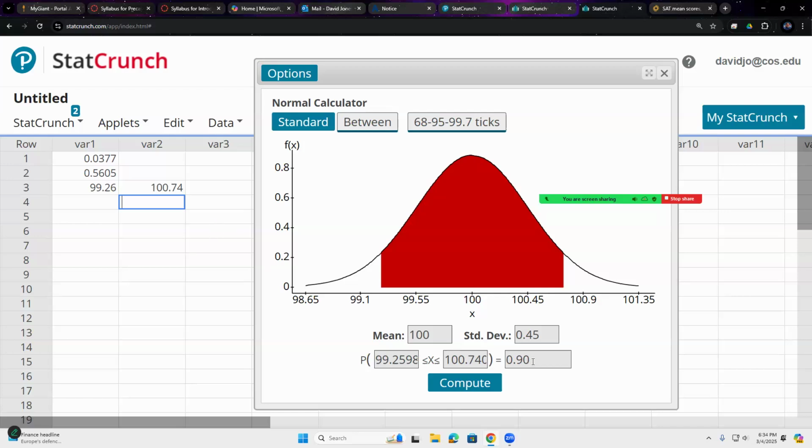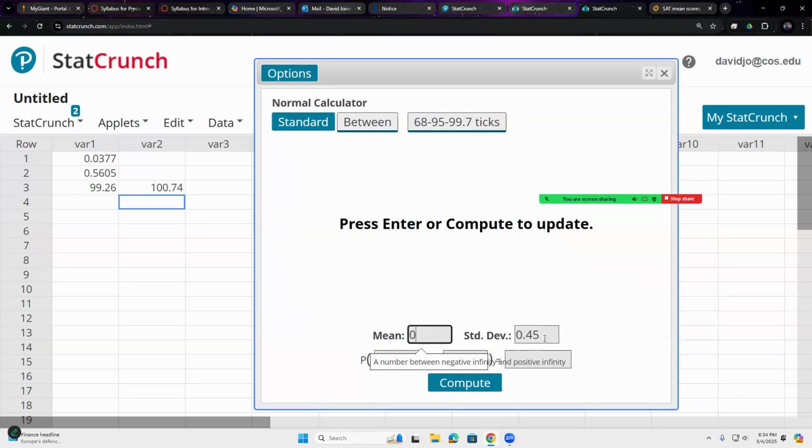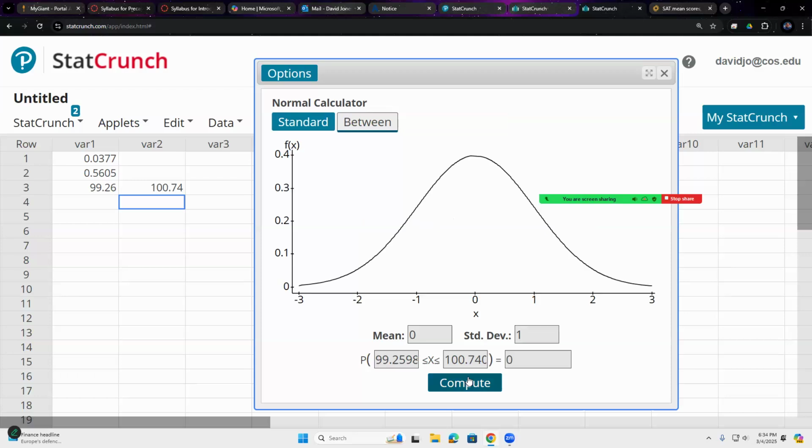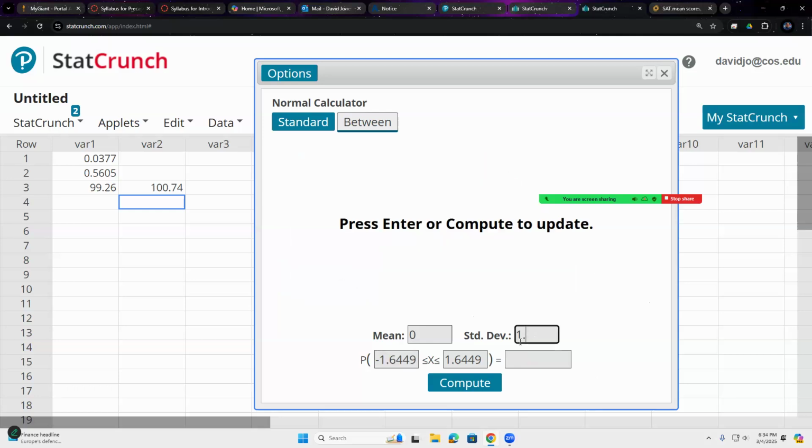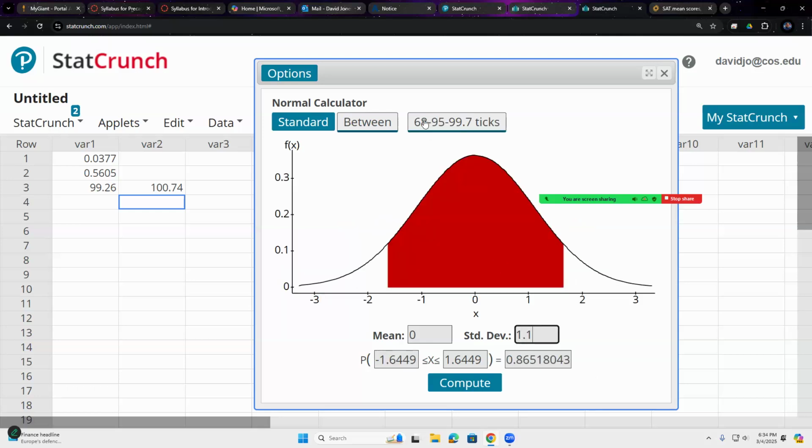If I want to find this on z-scores, all I gotta do is change this to 0 and 1, and do 0.90 here. And we find the z-scores are 1.6449. Now, we had, there we go, 68, 95, 99.7.